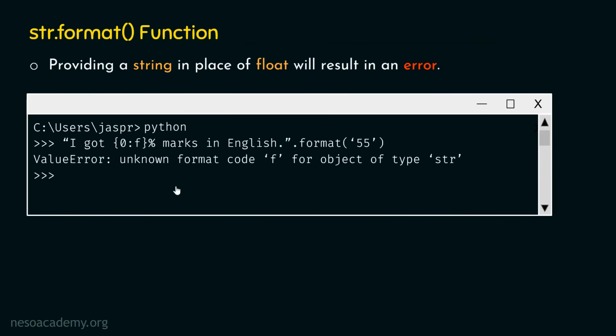If we hit enter, we will get a ValueError: Unknown format code 'f' for object of type 'str'. Python is letting us know that it cannot understand what you have written. Here we are providing a string and we are telling Python to print the string as a floating point value, and Python doesn't know what to do in this case. That is why we are getting this message. I hope this point is also clear. Let's move on to the next point.